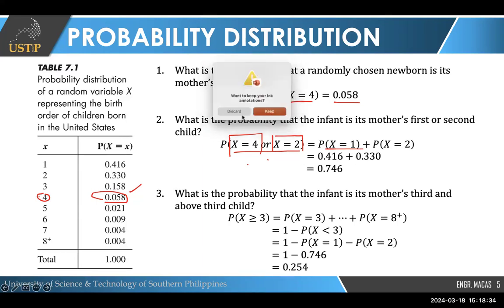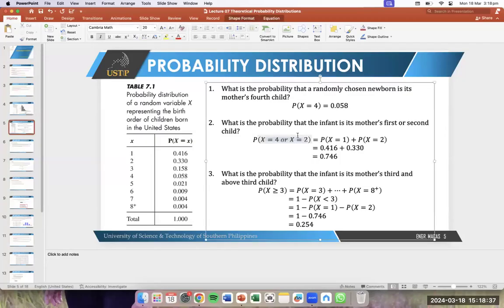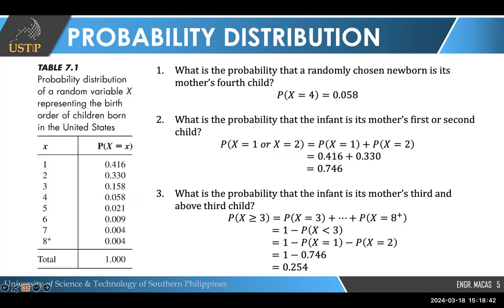Okay? So, what is the probability, again, that the infant is its mother's first or second child? Okay, first or second child. So basically, ito lang tanawon is kani. Okay? Again, they are mutually exclusive. So we can use the additive rule because dili man pwedeng firstborn ka ug secondborn sad ka. Okay? So we just add the probability of being a firstborn child and then secondborn child. So the probability of that is 0.746.